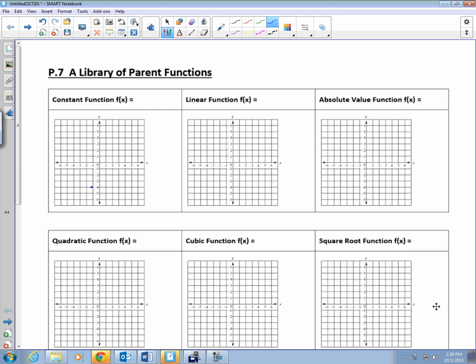Okay, here we go. We have in front of us a library of parent functions. If you look at your book, we had sections P1 through P8. We just had a test on P1 through P4. We're not going to do all of P5 through P8, we don't really need to. So we're just going to spend some time looking over some graphs.